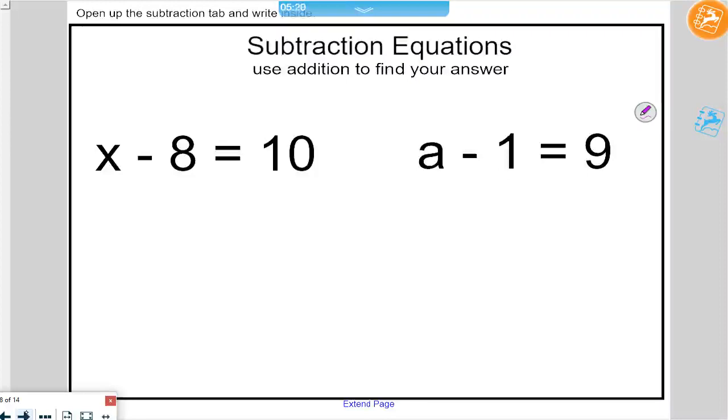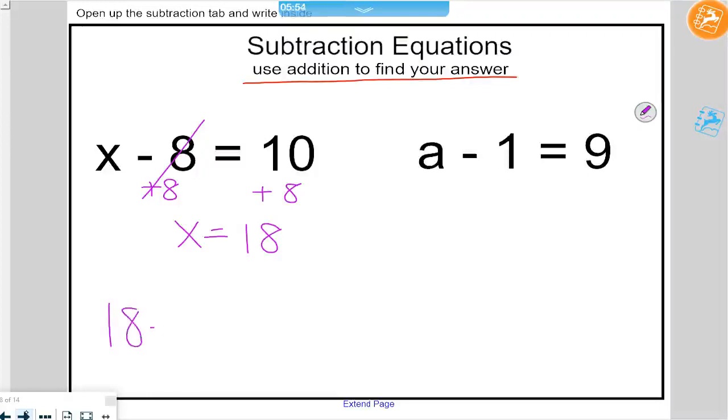All right, now we're going to open up that flap that says subtraction. Okay? Subtraction, again, we talked about it with the first one. For subtraction, we are going to use addition to find our answers. We're always going to use the opposite operation of what we need. So we have x minus 8. What's the opposite of minus 8? We're going to add 8. We're going to cancel that out. That's going to equal x. I need to add 8 here, so I get 18. Let's check. 18 minus 8 equals 10. That is an accurate statement, so we know we have the correct answer.